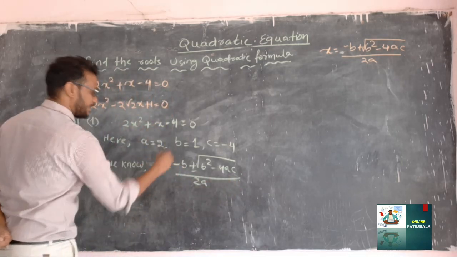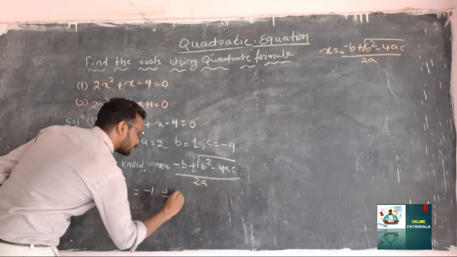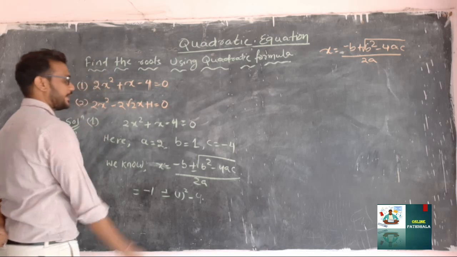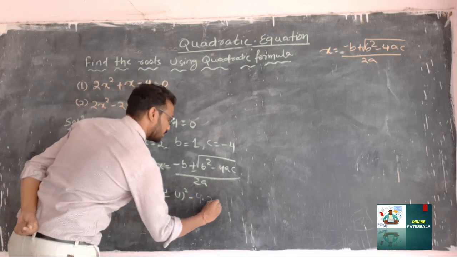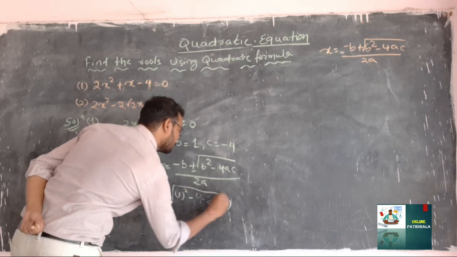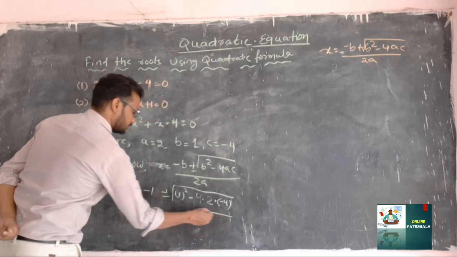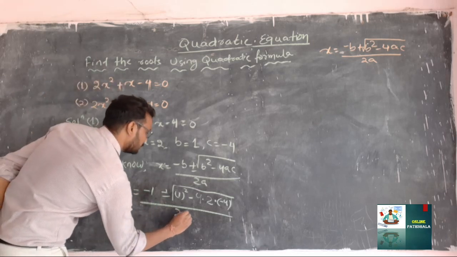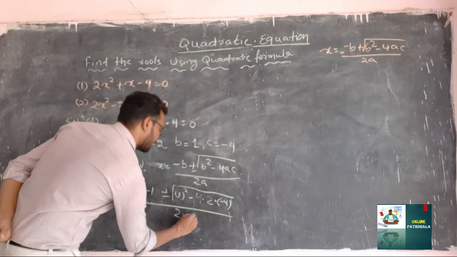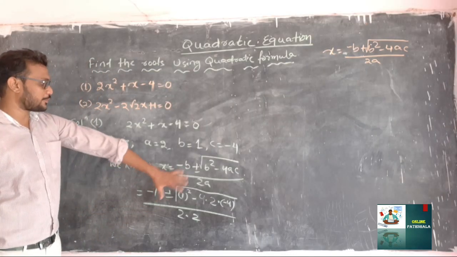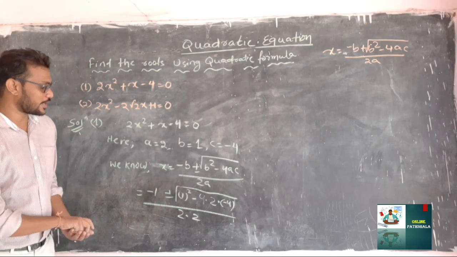Minus b, that is minus 1, plus or minus the square root of 1 square minus 4 into a, which is 2, and c, which is minus 4, right? Now the denominator is 2 into a, that is 2. Okay, so we have put the values and we have got an equation. We are going to solve this one.